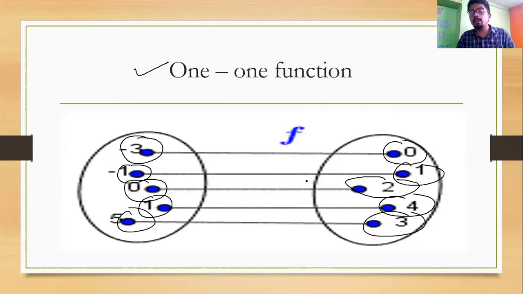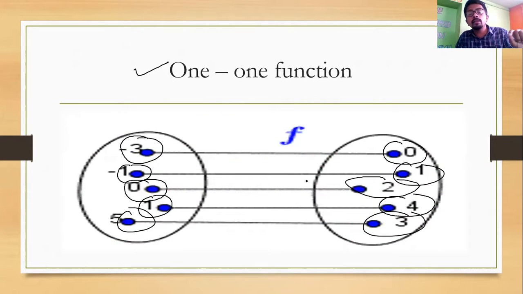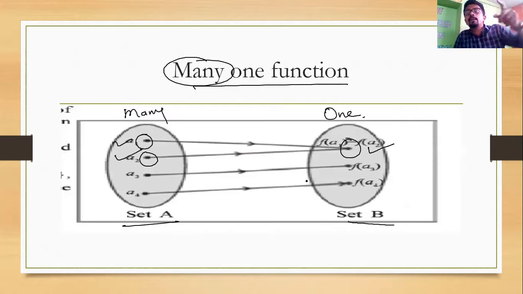Here what is going to happen? Each element has a unique image. So one element has one image. No two elements are going to have a single image. But here, two elements have the same image. Here each element has only one image, but two elements have the same image, student. So this is called a many one function.